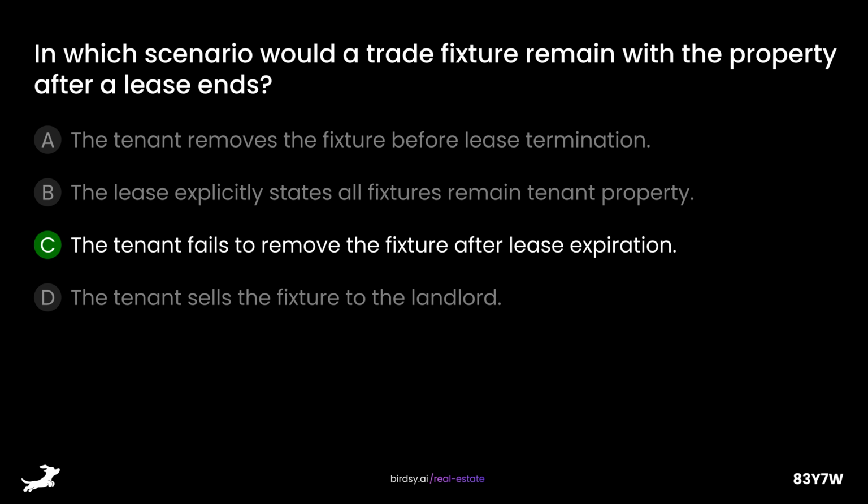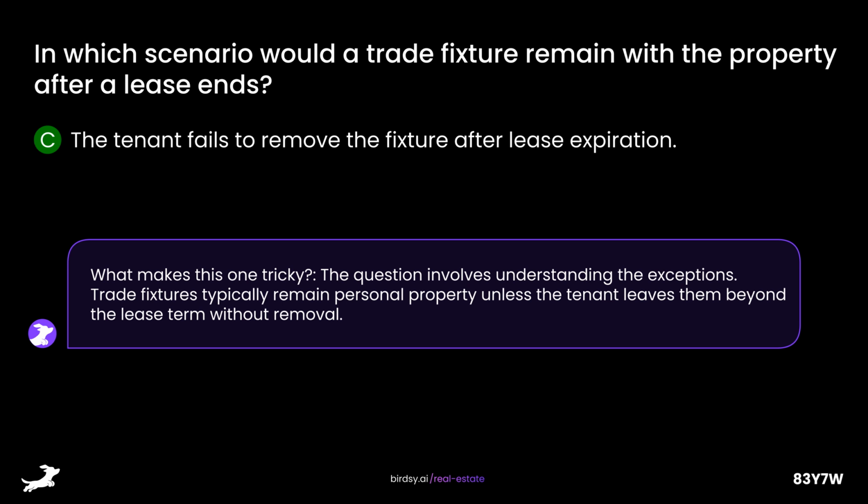The answer is C. The tenant fails to remove the fixture after lease expiration. What makes this one tricky? The question involves understanding the exceptions. Trade fixtures typically remain personal property unless the tenant leaves them beyond the lease term without removal.